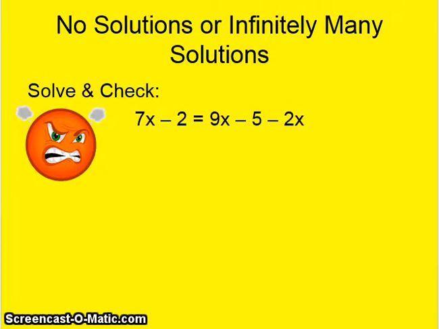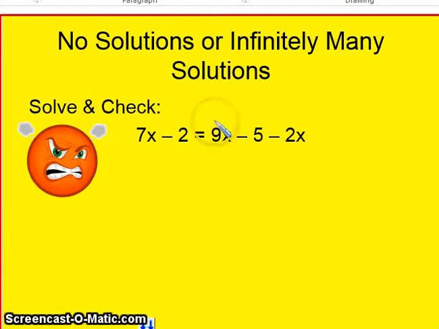Again, here's another example. This needs to be in your notebook. We want to solve and check this equation: 7x minus 2 equals 9x minus 5 minus 2x. Now, on this right side here, we have 9x and 2x, which are like terms, so we can combine them. The left side stays 7x minus 2. 9x minus 2x is 7x. And then we have minus 5.